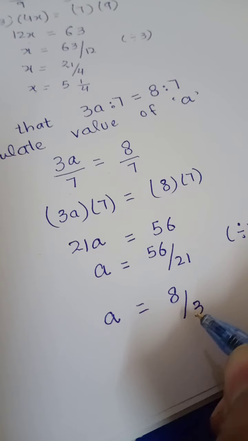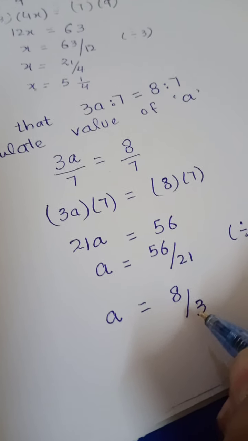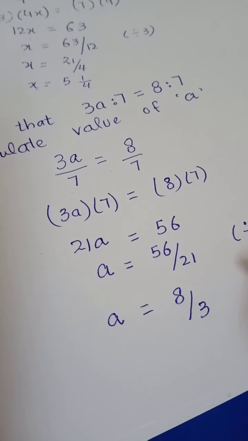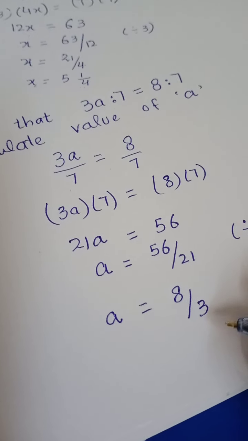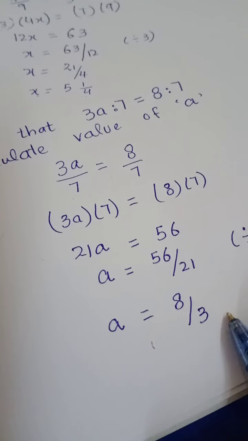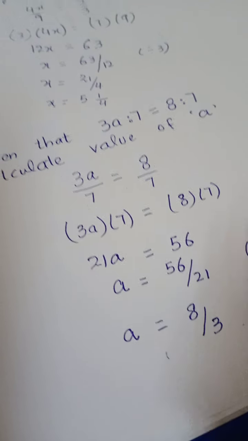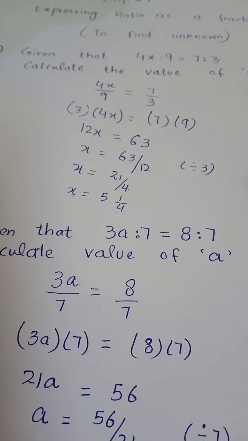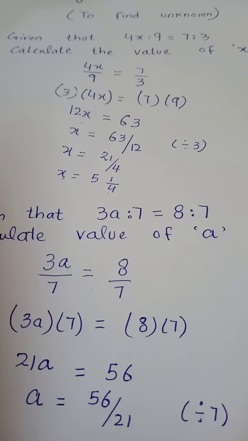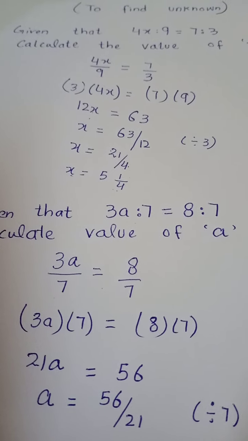You can also write it in form of mixed number. So it's your choice. If you want to write it in form of mixed number, you will divide it and write it in form of mixed number. But if you leave your answer here, it will be okay. Right? So this is how we express ratio in form of fraction to calculate the value of the variable, to calculate the value of unknown. Is it clear?